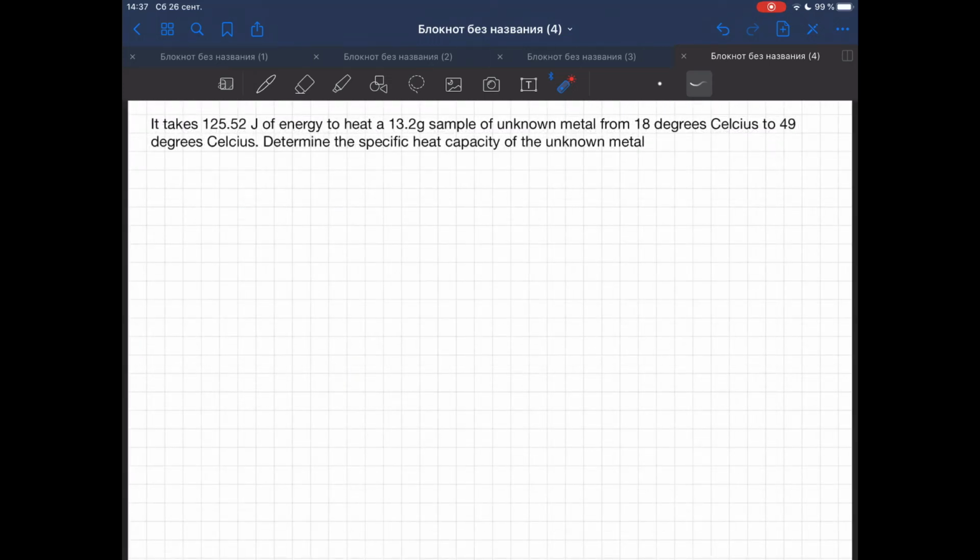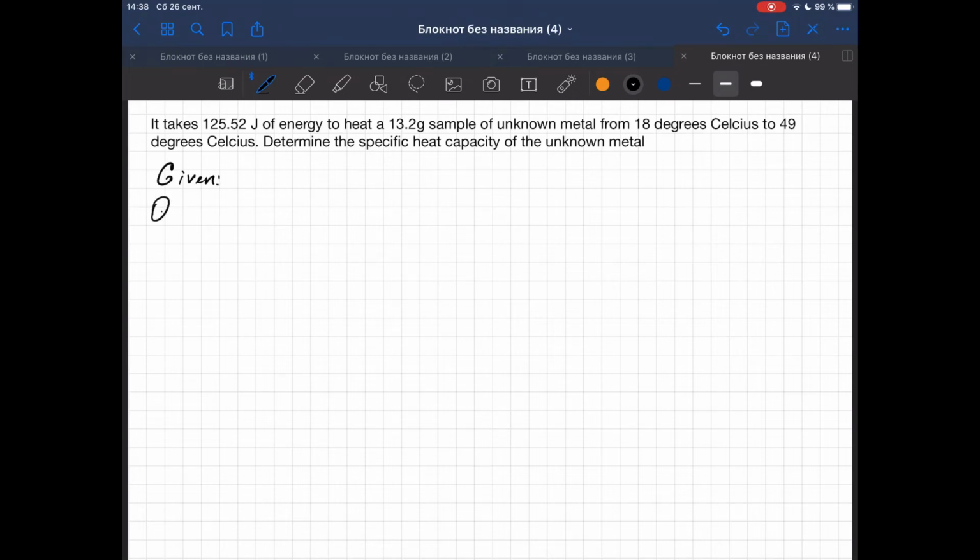And number 3, the last one. It takes 125.52 joules of energy to heat a 13.2 gram sample of a known metal from 18 degrees to 49 degrees Celsius. Determine the specific heat capacity of the known metal. So write down the given.